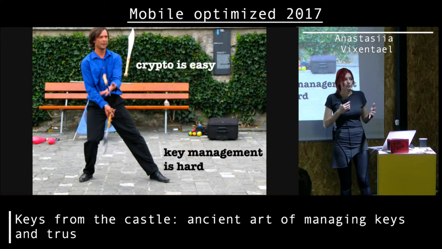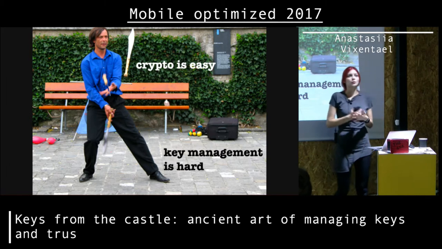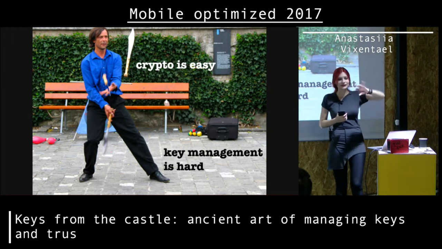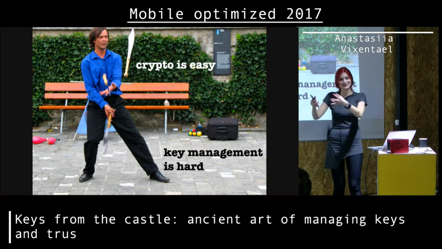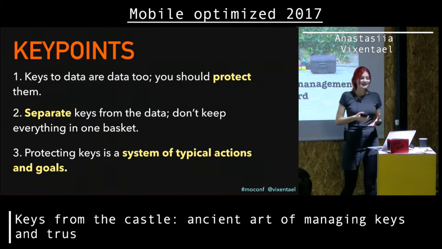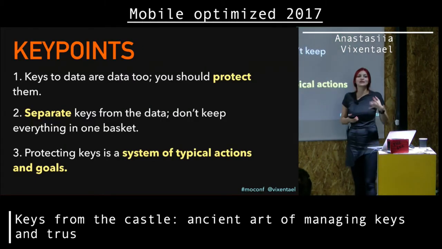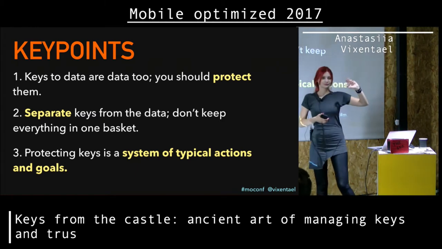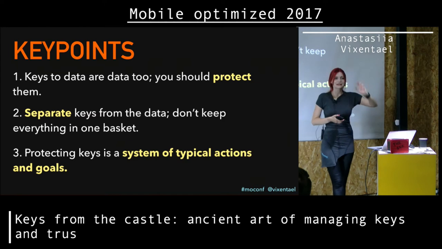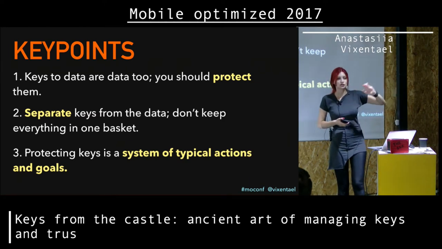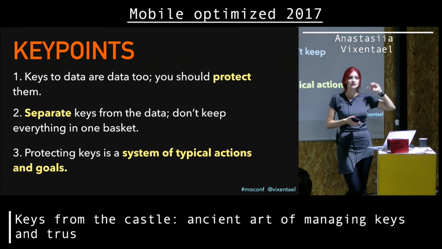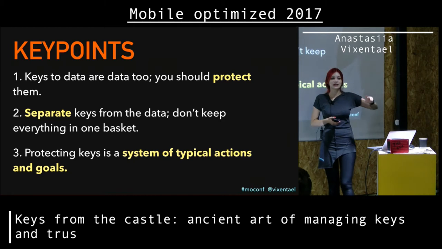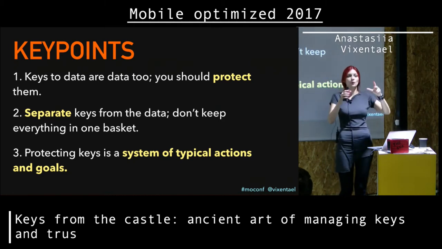Okay. Previously, my talk was about encryption. And now you see that encryption was really easy, but key management is hard. And what did we learn today? There are three important key points. The keys are bytes and the keys are data. And you should protect keys as well as you protect your data, even better. You should separate keys from data and never store them in one place.